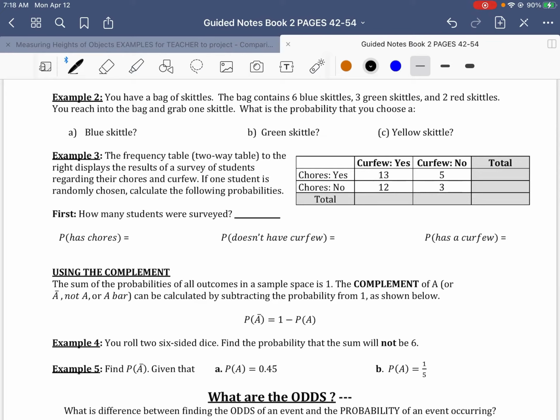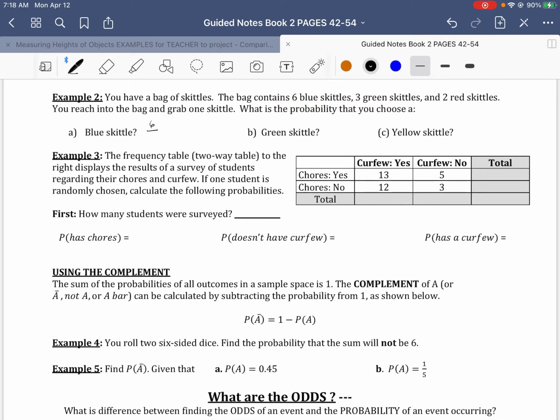Example 2, you're just given some information, no Venn diagram or table. It says you have a bag of Skittles. The bag contains 6 blue Skittles, 3 green, and 2 red. You reach into the bag and grab 1 Skittle. What's the probability you choose a blue Skittle? So how many blues were in there? We look up here. It looks like there were 6 blue Skittles.